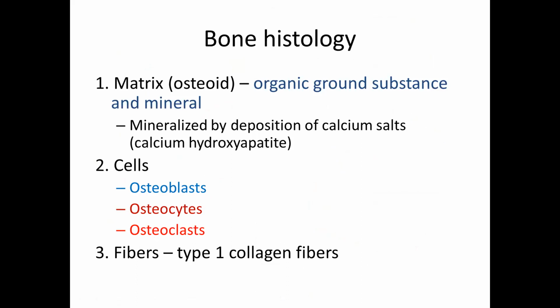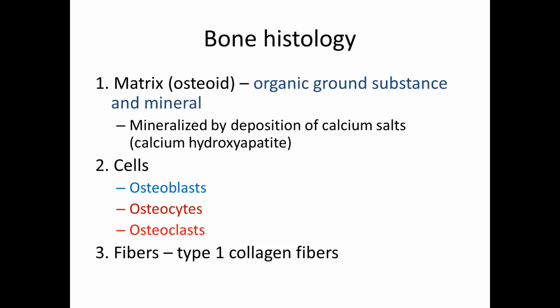Now let us look at the histological structure of bone. The bone, just like any connective tissue, has a matrix, cells, and fibers. The matrix is also called osteoid. It is formed, as I said earlier, from organic ground substance, which is made out of proteins, and minerals. The mineral component of bone matrix are the calcium salts, namely calcium hydroxyapatite.